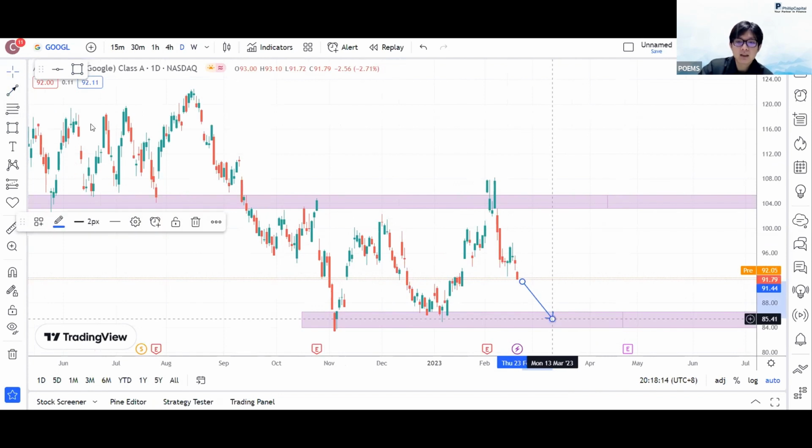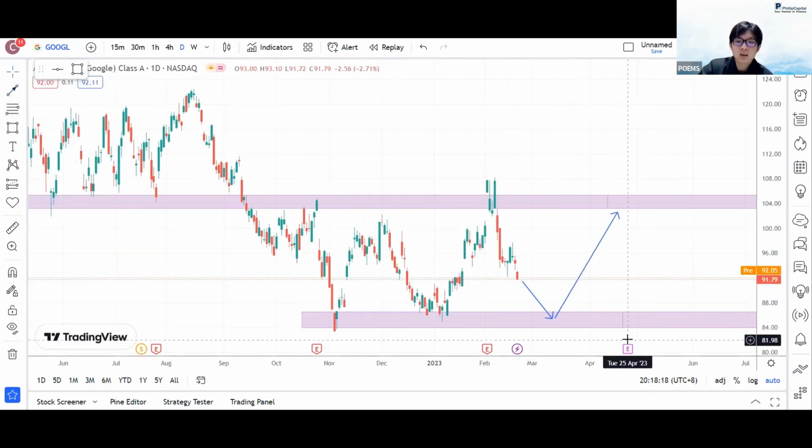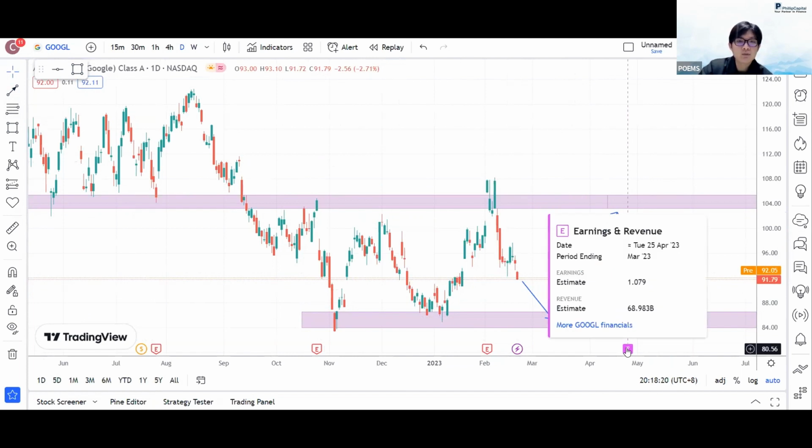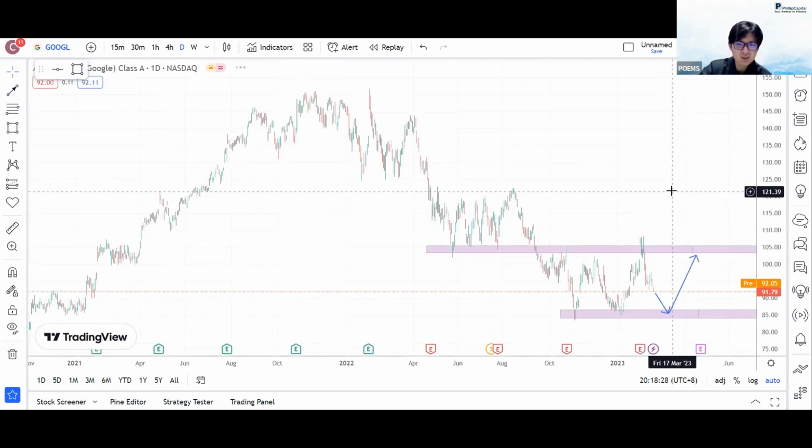They will be stuck in this range area until they start to break. Earnings is the same thing, 25th April, 2 months later. That will probably be one of the catalysts that will push price in a certain direction. But for now, nothing really bullish yet.